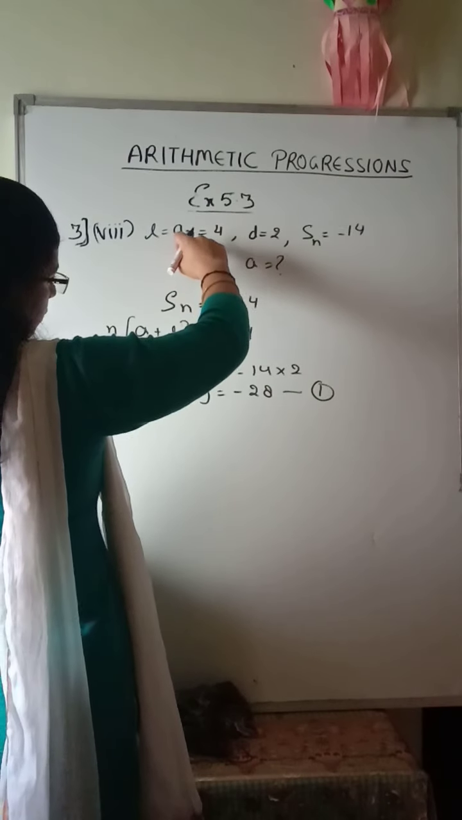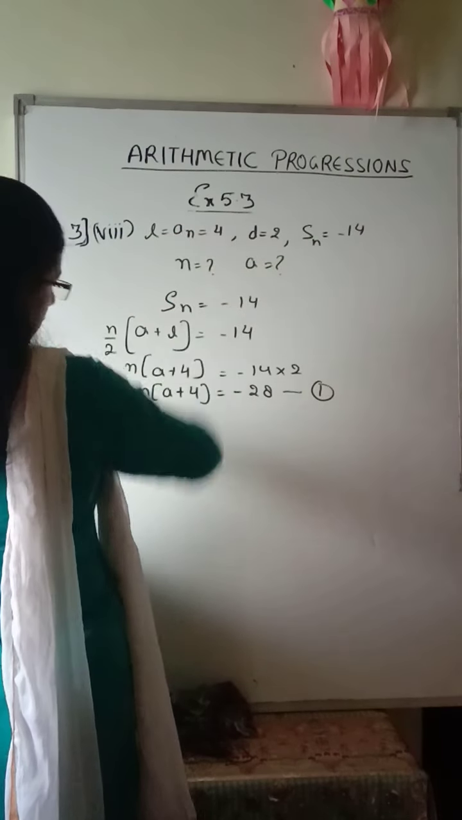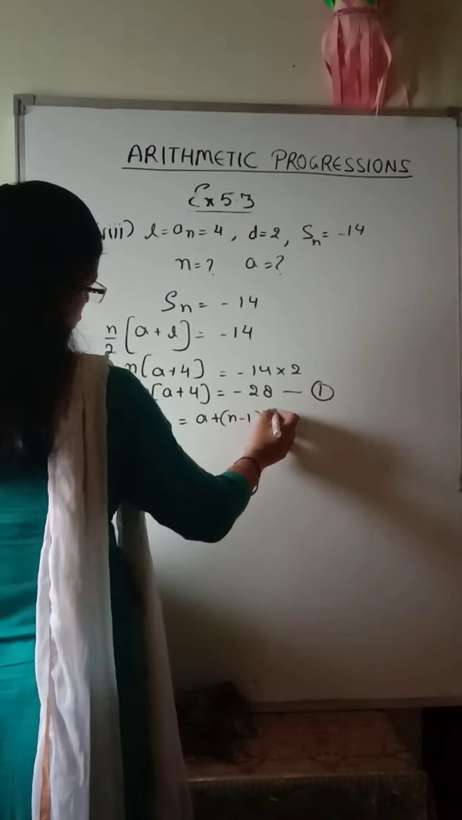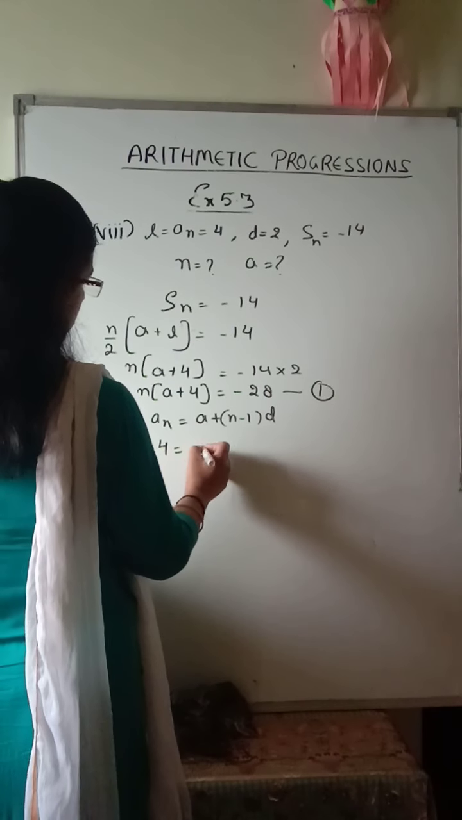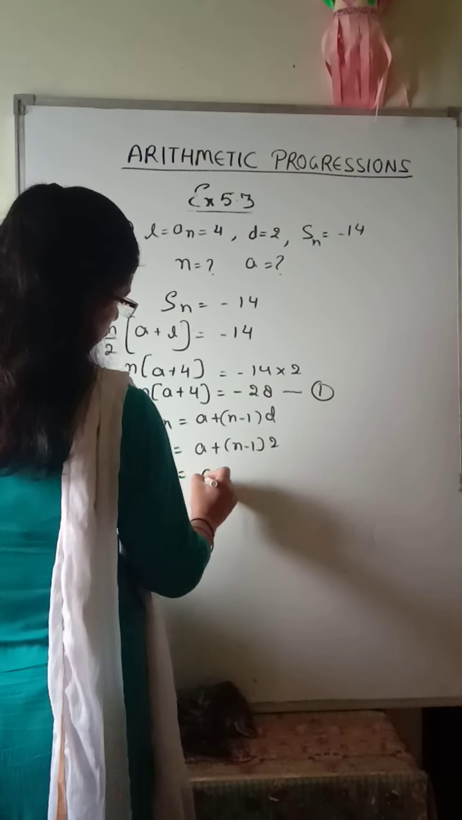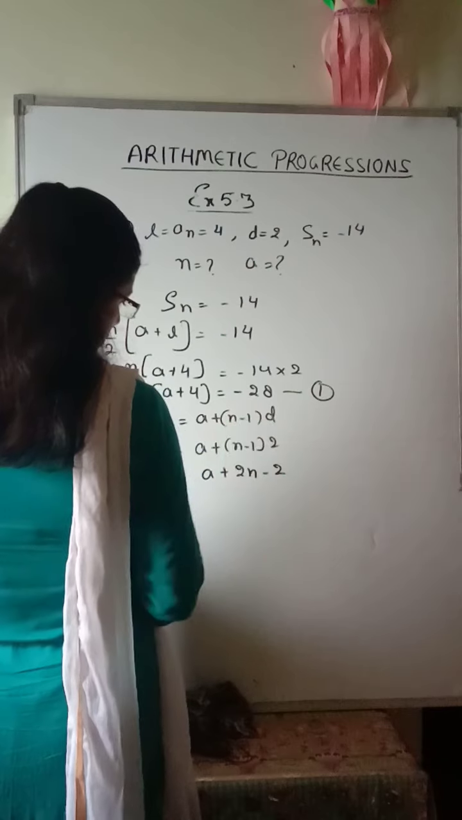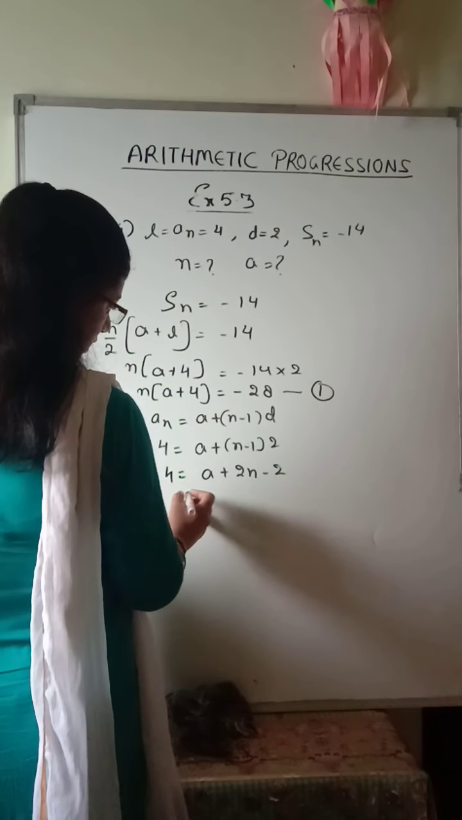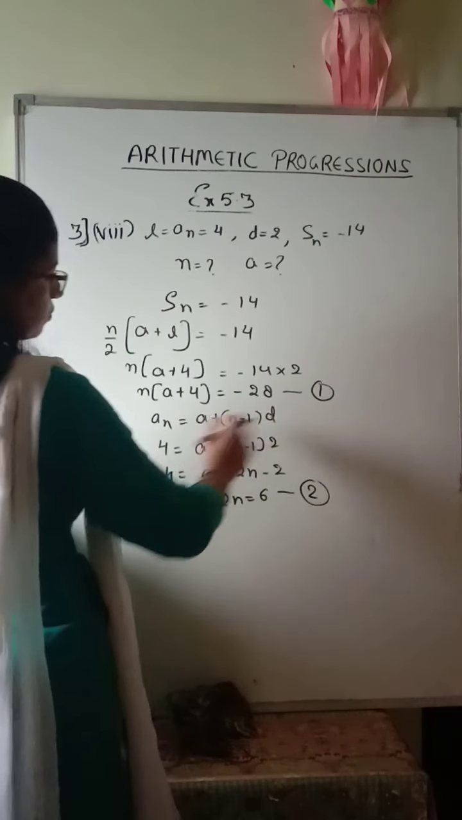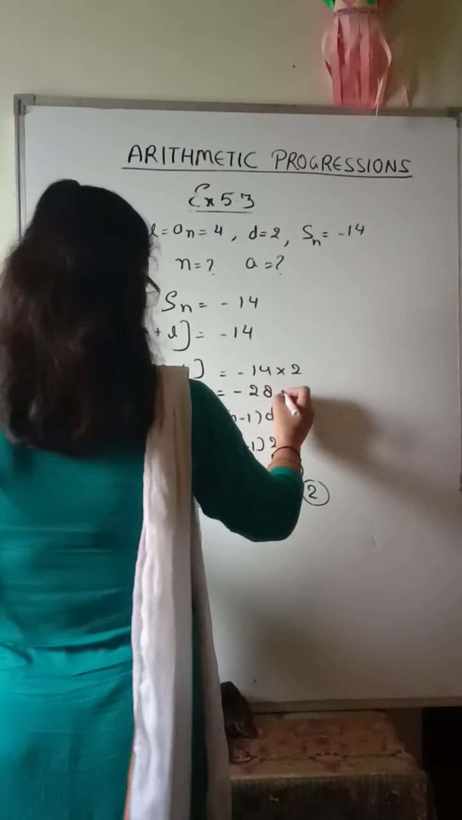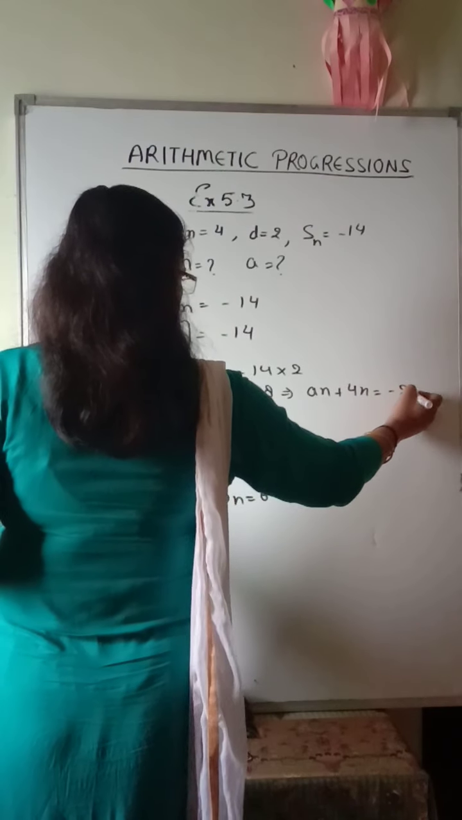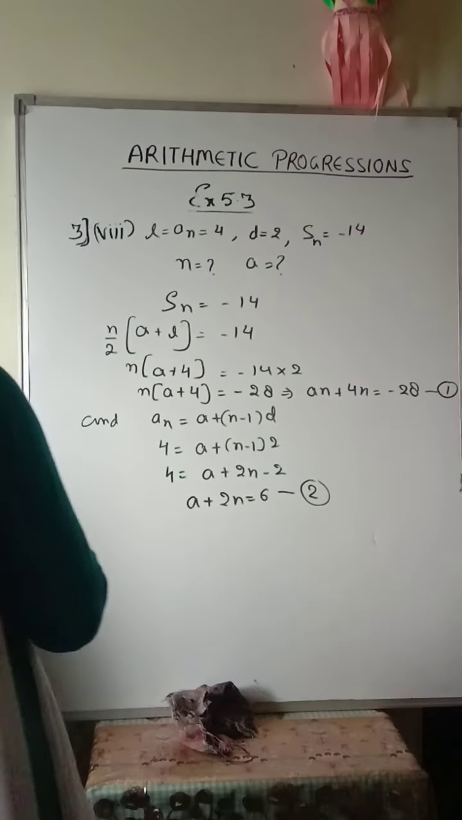Now let me substitute the value of this a nth term, and we know a nth term equals a plus n minus 1 into d. a nth term is equal to 4. a we don't know, plus n also we don't know. d is 2. So 4 equals a plus 2n minus 2. So we'll get, bringing 2 to this side, 6. So a plus 2n equals 6. Equation number 2. Simplify this as well. So open the bracket. So I'll get an plus 4n equals minus 28. Equation number 1.